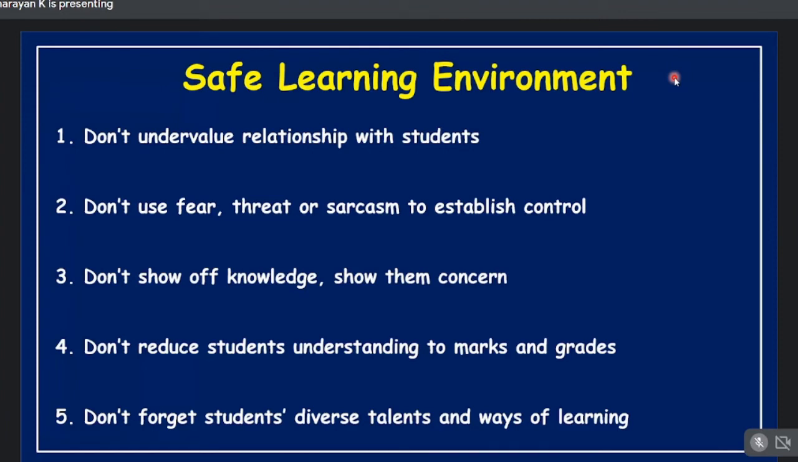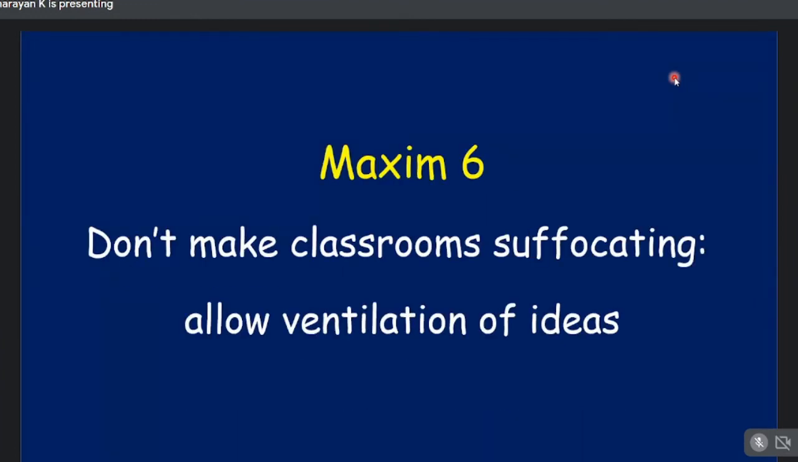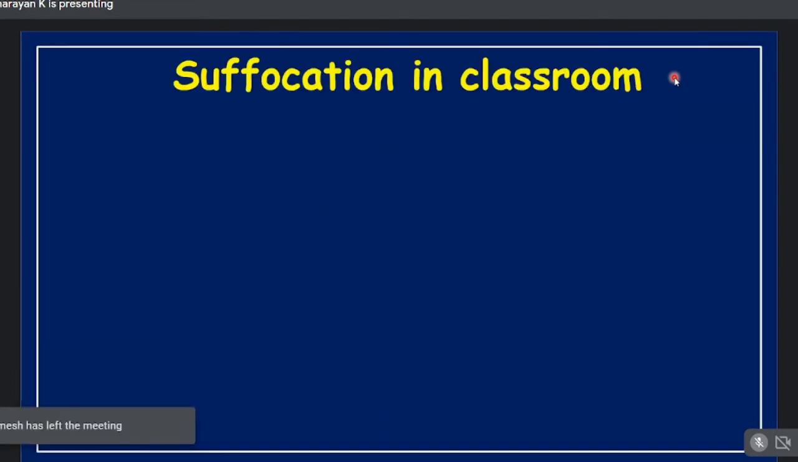These are simple, not that we did not know all this. I have only given a framework and a structure. And if we can take care of this, we are well on the road to creating a safe learning environment. The 6th maxim is, don't make classrooms suffocating. Allow ventilation of ideas. Classrooms have to be well ventilated physically, but more important, mentally. Is it possible to open up the classrooms and allow ventilation?